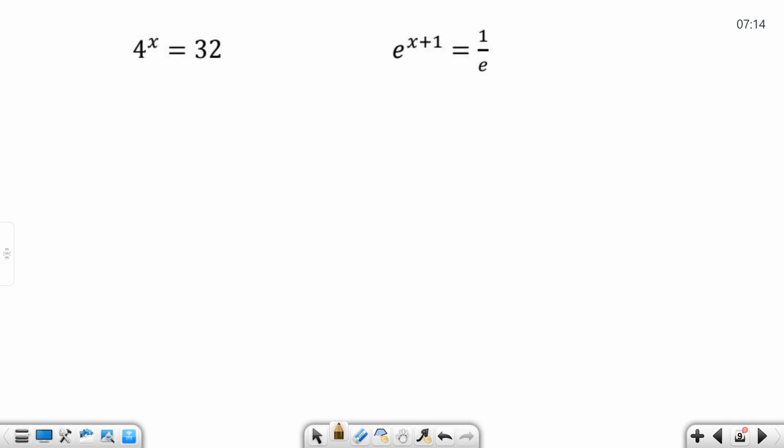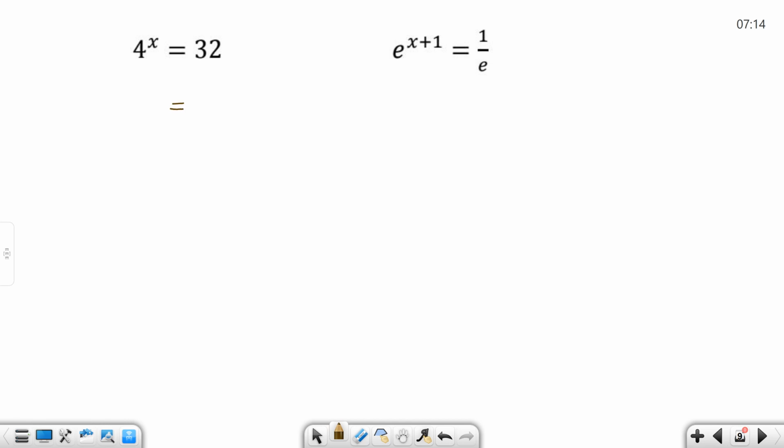4 to the x equals 32. Can I raise 4 to a power and get 32? Well, not a whole number power, but maybe I can. I don't want to get into fractional exponents. We could, but what I think I want to do here is see if I can write both of them as some other number to a power.